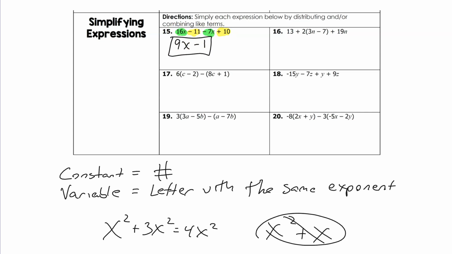When I come over here, first I want to distribute. I have to do my order of operations. Once I get rid of all that, I'm just left with the basic stuff. So I'm going to go ahead and distribute this out. So 13 plus 6n minus 14 plus 19n. So now I can do a little bit of my highlighting. I see I have a constant there and a constant there. And then I have that there. All right, excellent.